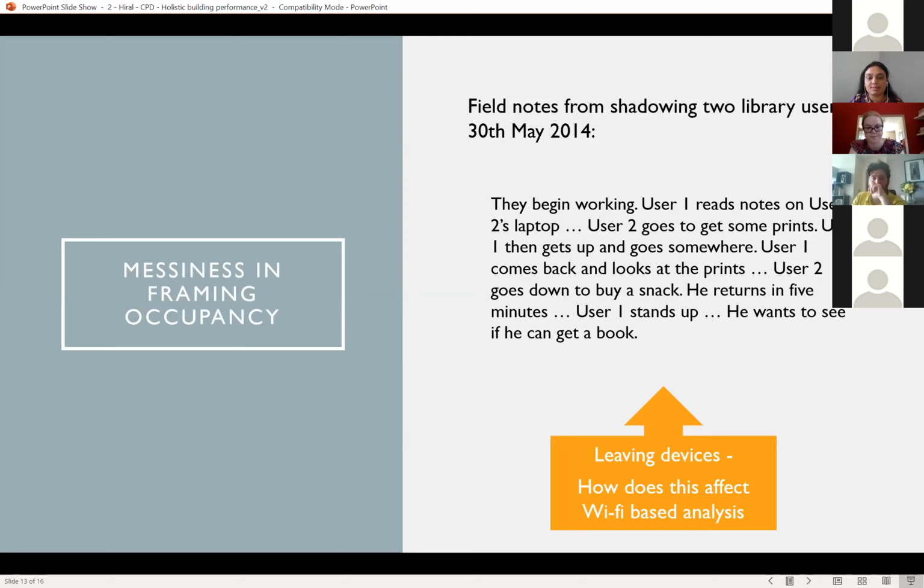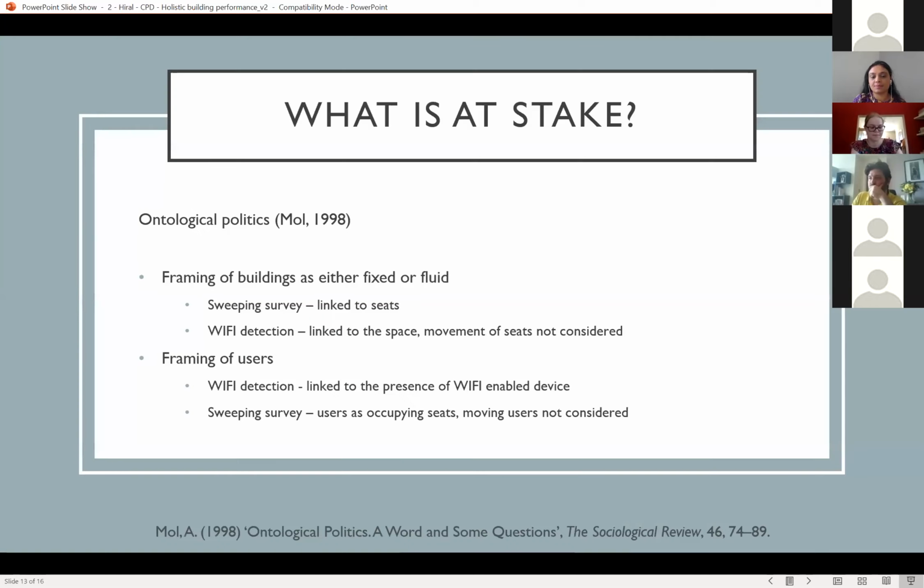And user 1 comes back and looks at the prints. User 2 goes down to buy a snack. He returns in 5 minutes. User 1 stands up. He wants to see if he can get a book. So the laptop has been sitting there for quite some time while the users are just living, going and coming back turn by turn. So this will have an effect if we were monitoring the occupancy based on the Wi-Fi, on the presence of a Wi-Fi device.